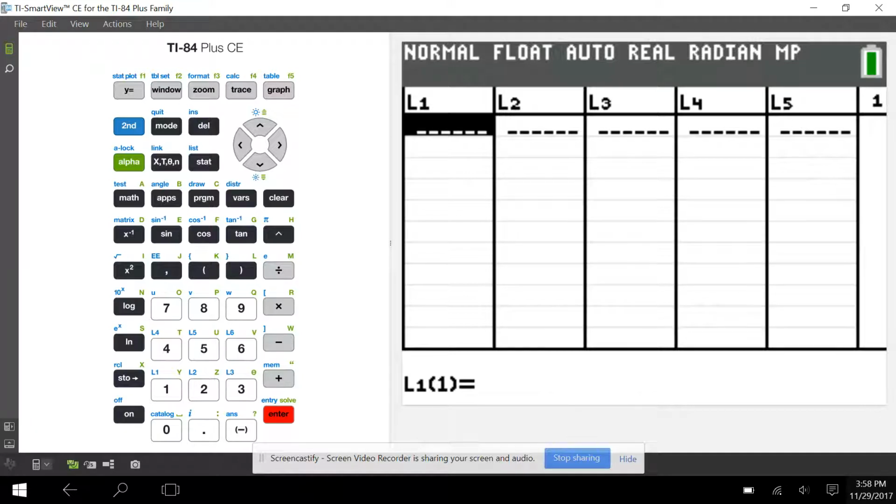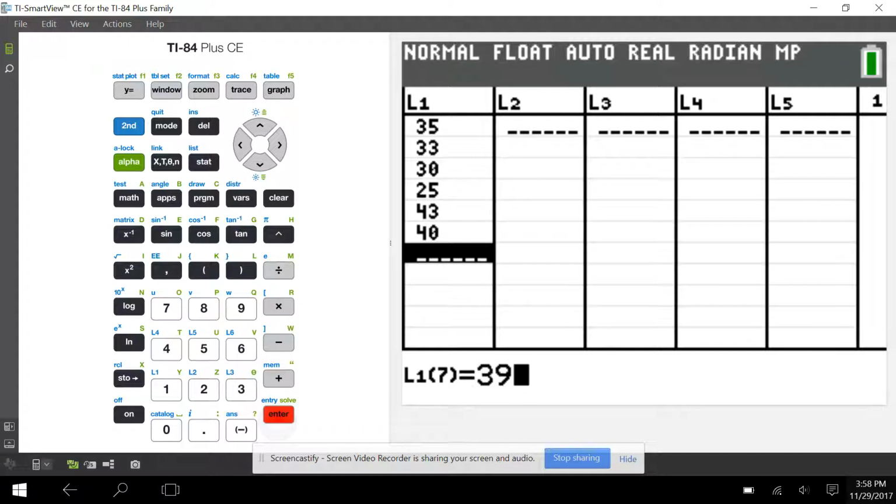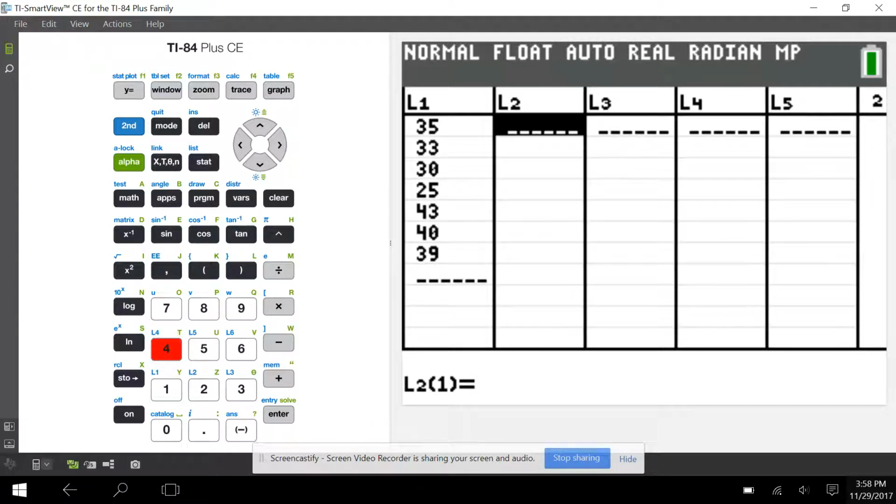All right, stat, edit, up, clear, enter. Okay, latitude is X, so I'm going to put in 35, 33, 30, 25, 43, 40, 39. And my L2s are going to be 46, 52.